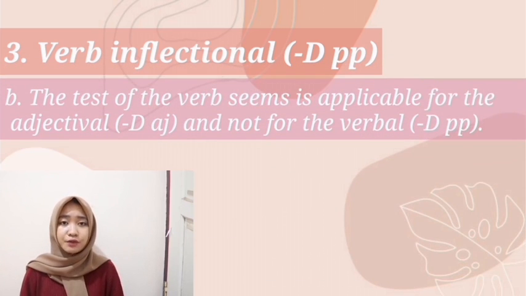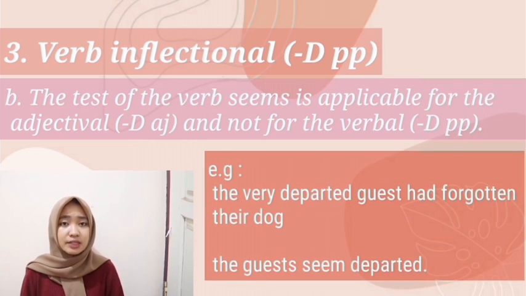Also, the test of the verb seems is applicable for the adjectival D, but not for the verbal D. For example, "The very departed guest has forgotten their dog." And then the second example is, "The guest seems departed." You can see the difference.